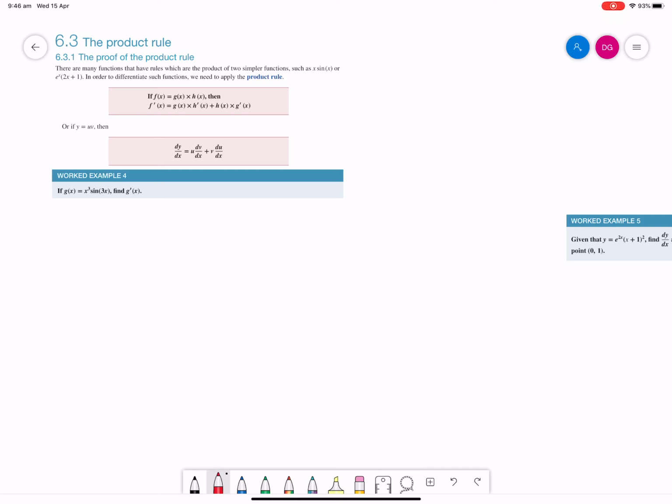Hi there. In our last video, we had a look at using the chain rule to differentiate. In this lesson, we're going to have a look at the product rule and how we can use that to differentiate when we have one function multiplied by another function.